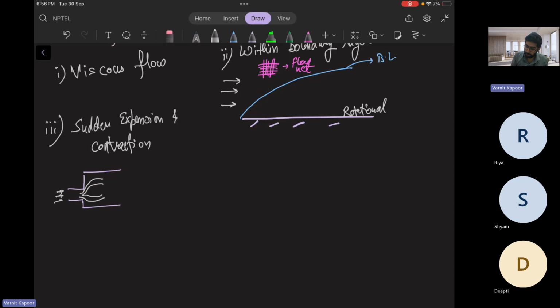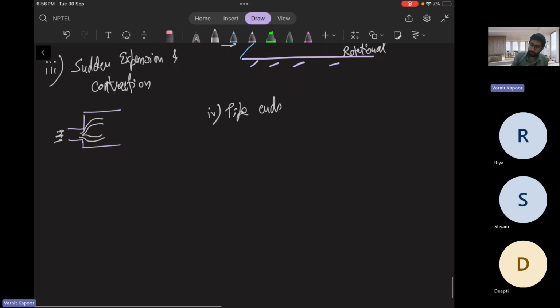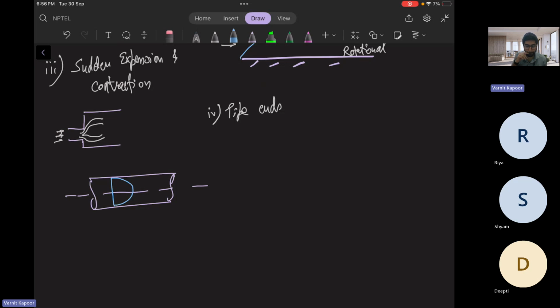Fourth, we have the pipe bends. Because of the bends and all, that is why it doesn't define. But when the flow has become steady, then you can define a flow net. Suppose I have a pipe like this. If my flow has been fully developed, we'll understand this fully developed flow later. Again, I can define my flow net here.